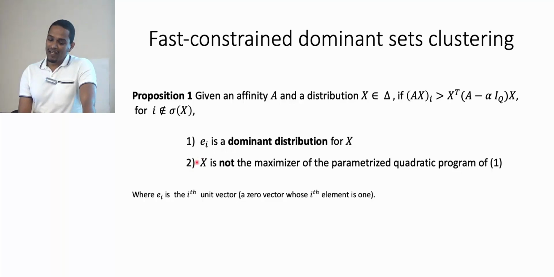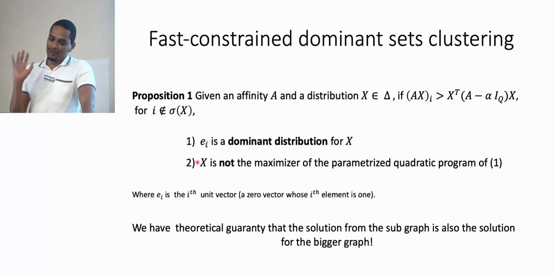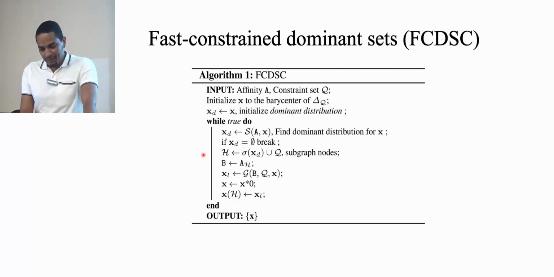Okay, so for X to be a valid solution, it should contain all the dominant distributions. So there should be no solution which can do better than X. In that case, we have a theoretical guarantee that the solution from the smaller graph is still a solution over the bigger graph. So here is the algorithm.